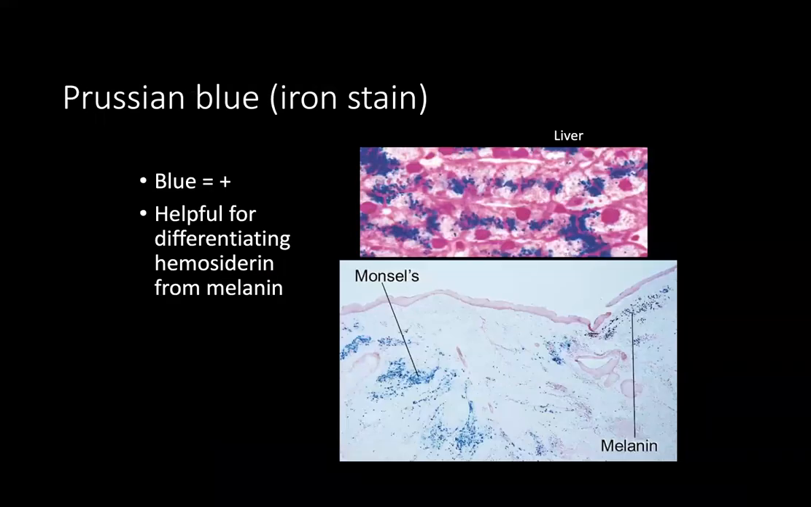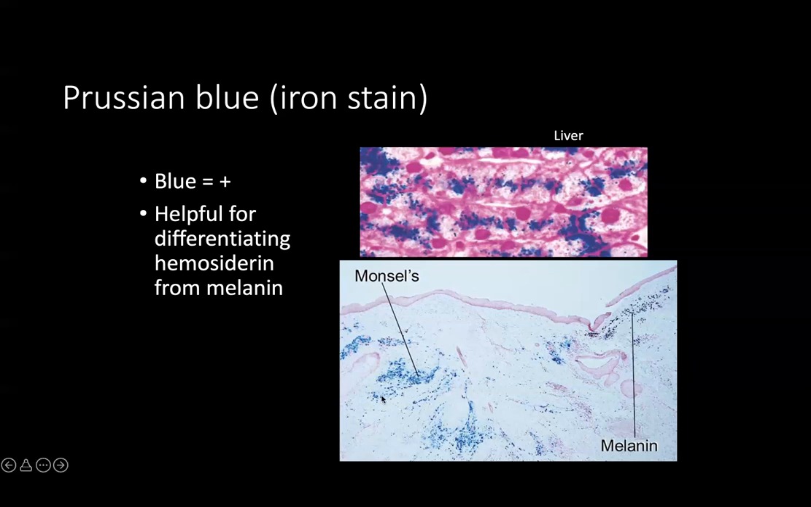Prussian blue can help separate things if you think something is melanin or hemosiderin or iron, and you're not sure. Prussian blue will highlight the iron pigment blue, but it will leave alone the brown melanin pigment. So if you were to do a Prussian blue stain, you'll highlight the blue hemosiderin and the brown melanin will stay brown. It's a very pretty stain. I don't use it a lot, but if I really want to establish hemosiderin versus melanin, I'll use the Prussian blue stain.